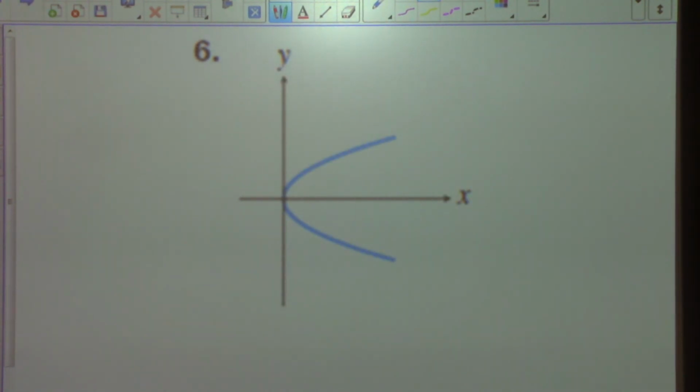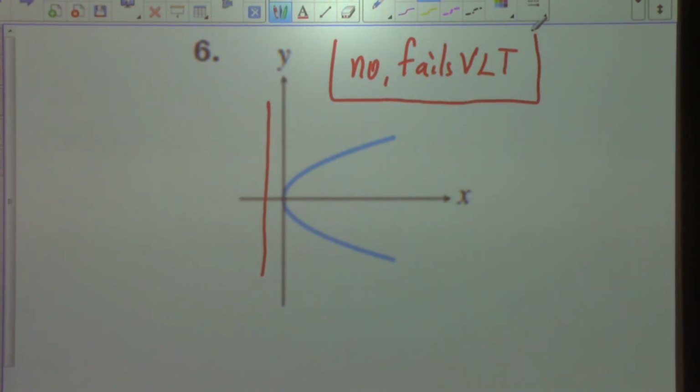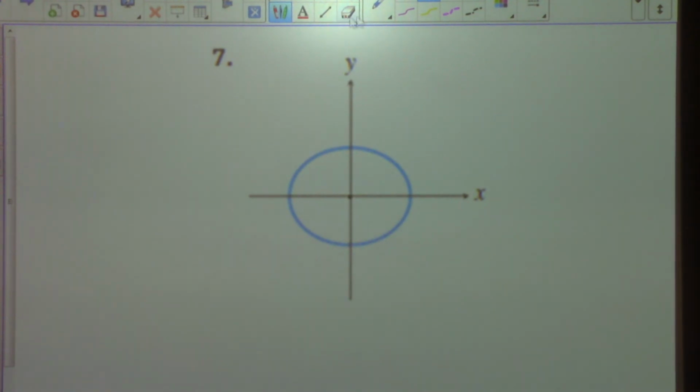This one here, function or not a function? Why, Adam? Why is it not? It doesn't pass. Thank you, Adam. All right. This one here, pass or fail the vertical line test? No.